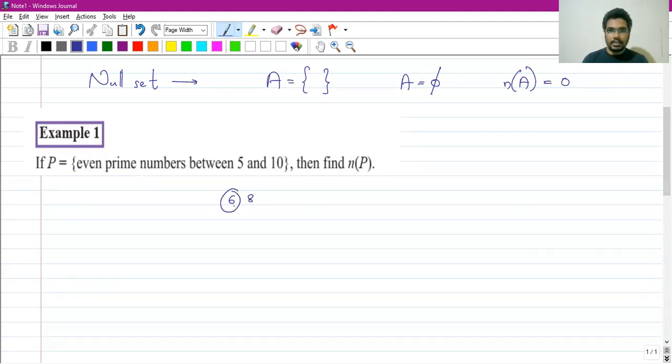Here 6 is not a prime number, 8 is not a prime number. That means there are no numbers which are even and prime between 5 and 10. So we can write P is equal to, here there are no elements inside this P set. They ask the number of elements in P, n(P). So it is equal to, here no elements, that means it is 0, because this is a null set. So I think you can understand it well.